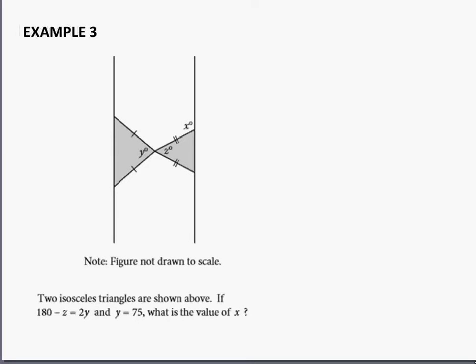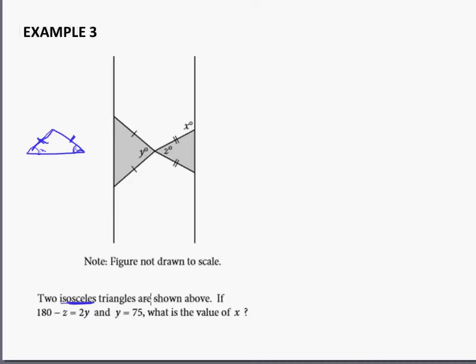Okay, let's look at example 3. Here we have, they say, two isosceles triangles. Now, the word isosceles means an isosceles triangle has a base. If this and this are the same, then this angle and this angle are the same too; if this is x, this is also x. That is what an isosceles triangle is. If this and this are the same, then these angles are also the same. So we'll come back to it in a second.